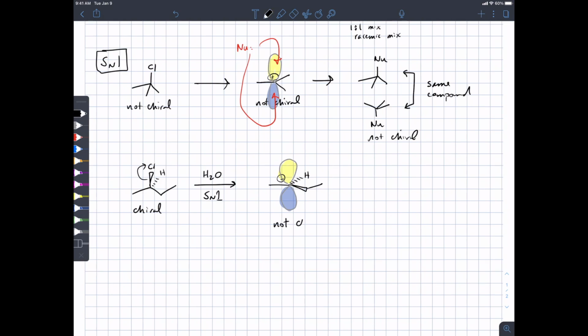And again, even though our starting material was chiral, we lost the stereocenter. The alpha carbon is no longer a stereocenter. And what that means is the nucleophile must be able to attack from above or below to the same extent.